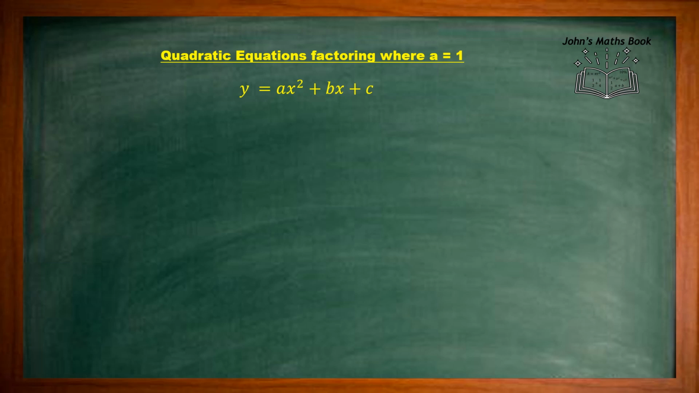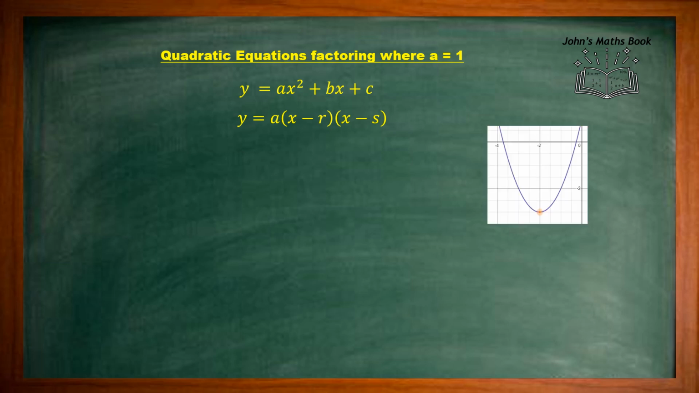A quadratic equation, when written in the standard form, is y is equal to ax squared plus bx plus c. When using the factoring method, we need to rewrite the quadratic equation in the form y is equal to a times (x minus r) times (x minus s), where r and s are constants.